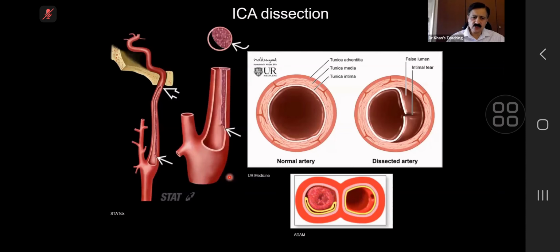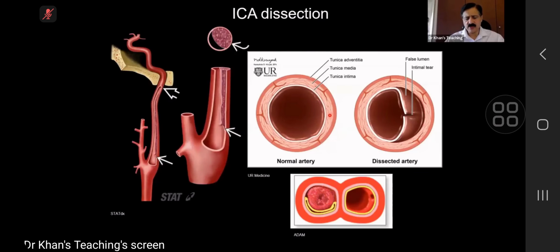Now, as far as vertebral dissection, I will show you, but ICA dissection is the most common dissection. About 70% of the dissections are ICA dissections. ICA dissections happen distal to the bulb, and it extends. You see, this is the carotid canal, and it extends till here. It is very, very rare. But remember, it doesn't go inside. There might be case reports, but it doesn't go inside the intracranial cavity.